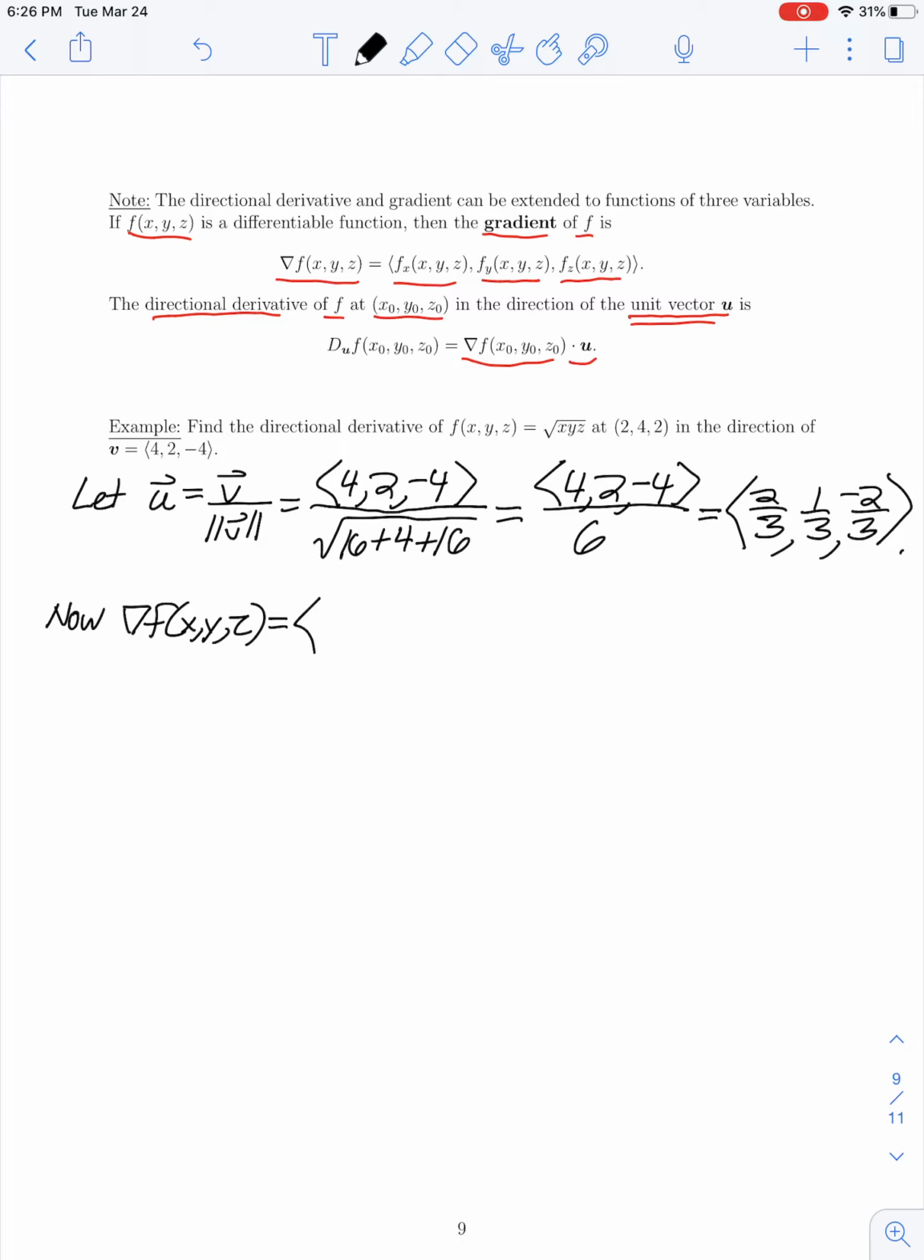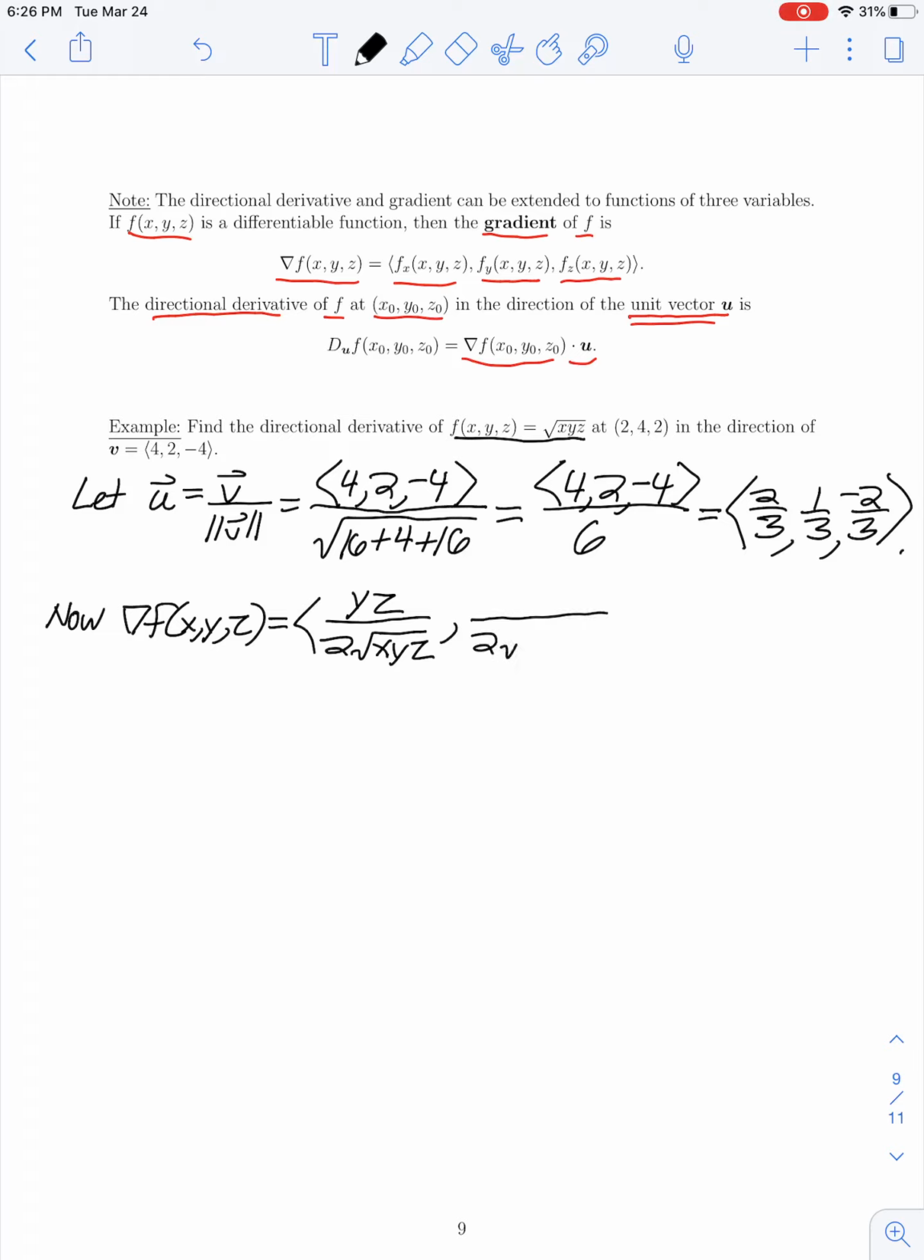Now, the first component of our gradient vector is the partial derivative of our function with respect to x. Now let's look back at our function. It's the square root of x times y times z. Now the derivative of the square root of some function is 1 over twice the square root of that same function, x times y times z. And then using the chain rule, we're supposed to multiply by the derivative of the inner function with respect to x for this first component, which would give us y times z.